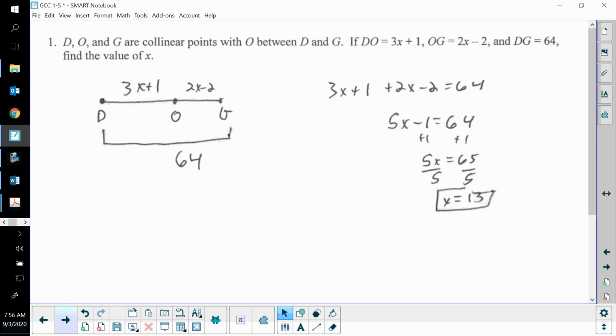All right, on the homework, we wanted to add DO and OG. Now, it did not specifically say in the directions that you had to justify your geometry steps. So if this was a test or a quiz, you wouldn't lose points if you didn't. So that's why I didn't put them there. But our reasoning would be our segment addition postulate. Go through and solve. You get x is 13, and that's all that they wanted.